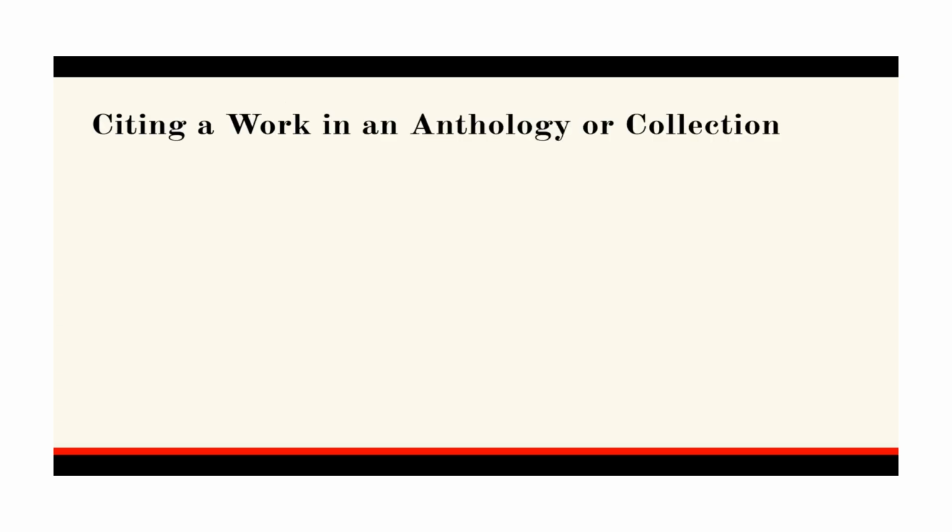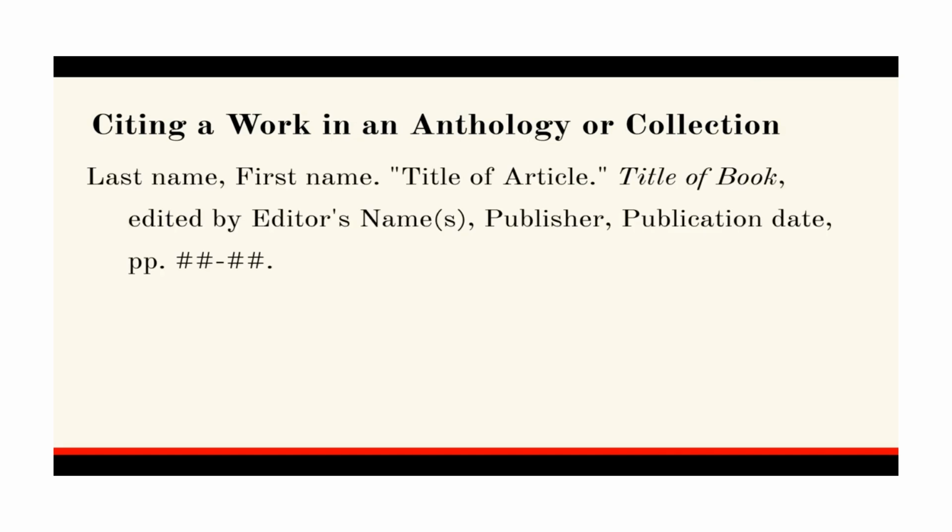Sometimes you would like to cite only a specific article or chapter from a book. There are just a few more pieces of information you need to include in your citation if that's the case. Again, the author name is formatted the same way as before. Next comes the title of the chapter or article in quotation marks and in title case, followed by a period.